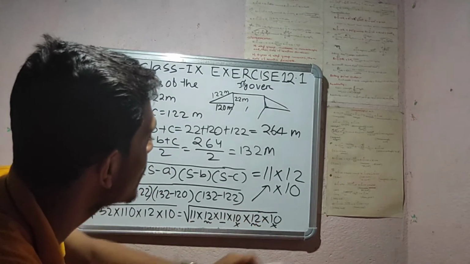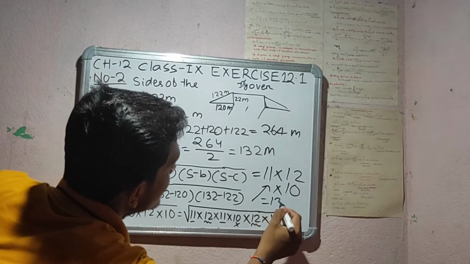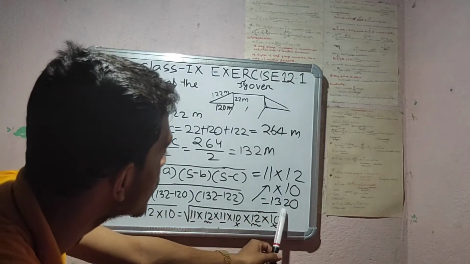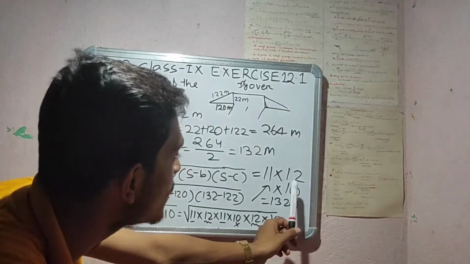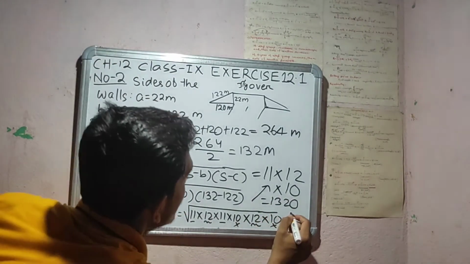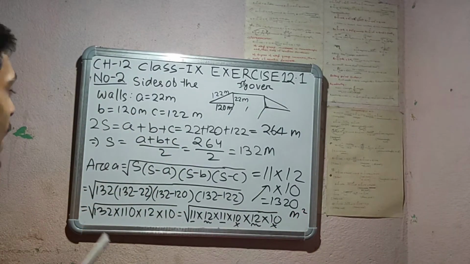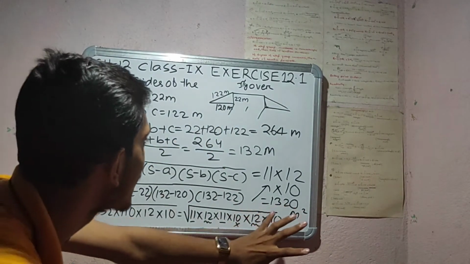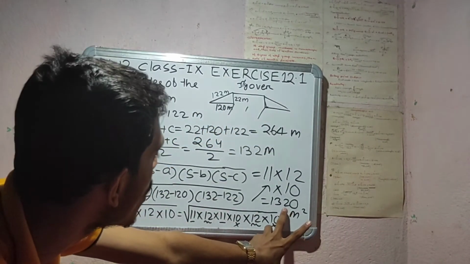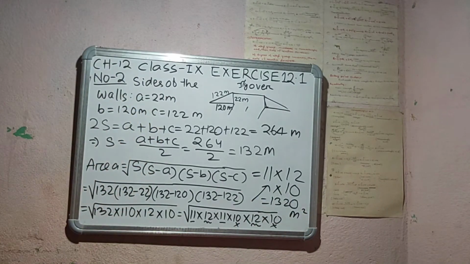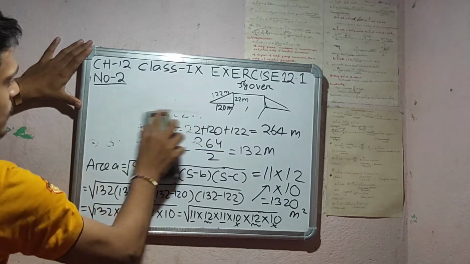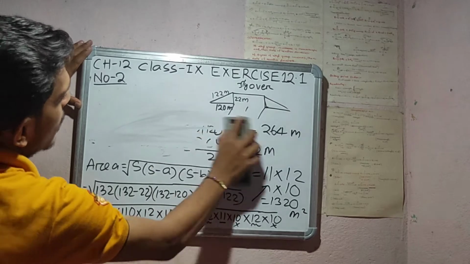Then we have to multiply these. How much is it? 11 and 12 multiply to 132, and 132 multiplied by 10 gives 1320 meter square. This is the area of one triangular wall. But you have to find the area of two triangular walls, so you have to multiply this area by 2. Please note this down.